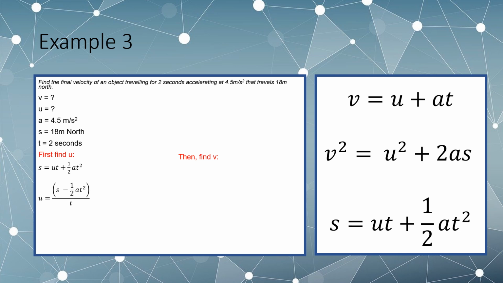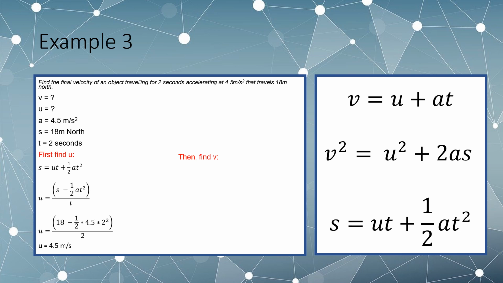So then all I have to do in this stage is then substitute my numbers in. No more rearrangements. So u is going to equal 18, which is our displacement. Subtract half multiplied by 4.5 multiplied by 2 squared. The 4.5 being our acceleration and the 2 being our time, having to square it in this equation. All divided by our time, which is 2. Plugging all that into your calculator, you'll get u is equal to 4.5 meters per second.